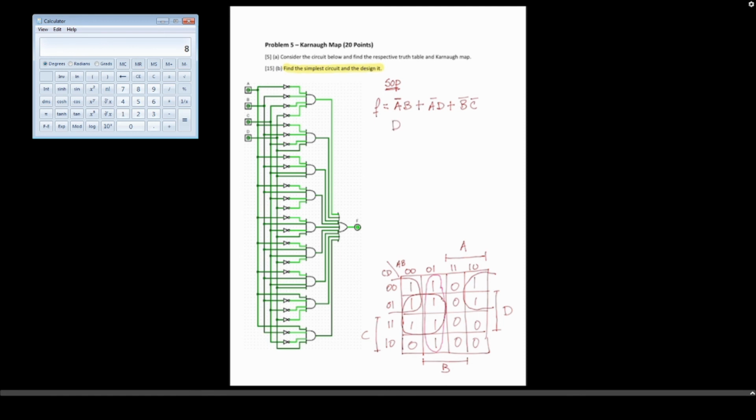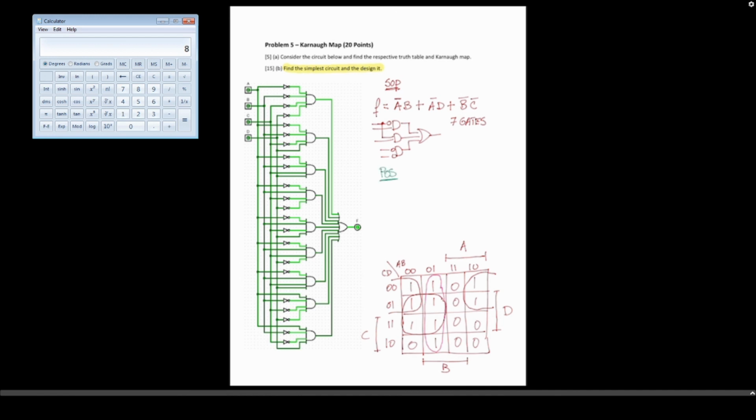So what we have is 3 AND gates connected to my OR gate, and I have my A negated, B, and this A kind of connects with that one, D, and then B and C negated. So if I count the number of gates that I have over here, I get 1, 2, 3, 4, 5, 6, 7 gates using my SOP.